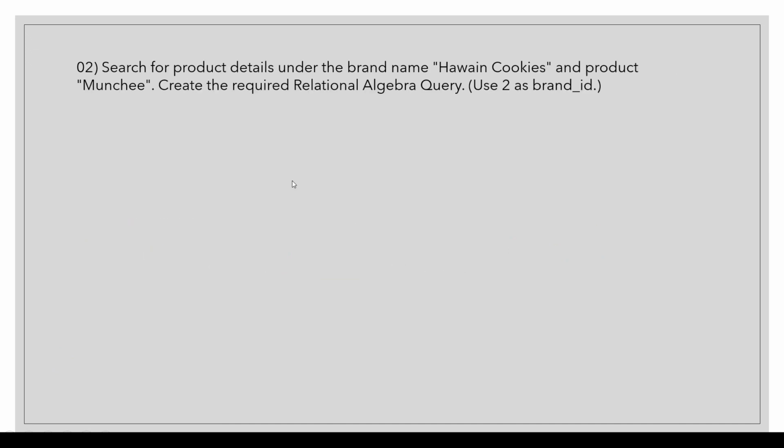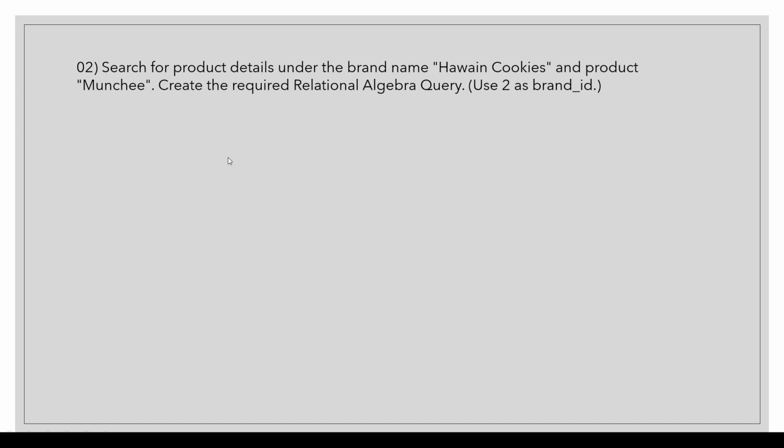The second one is: search for product details under the brand name Hawaiian Cookies and product Munchie. Create the required relational algebra query. Use 2 as brand ID. Here again we have to filter some data. In this case, we have to find a complete row, and now there are two conditions. Brand name should be Hawaiian Cookies, and also the product name should be Munchie. Let's see how we are going to do that.